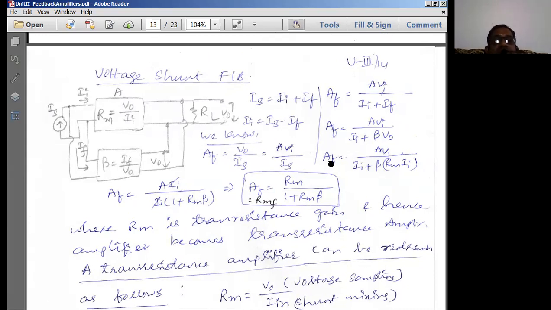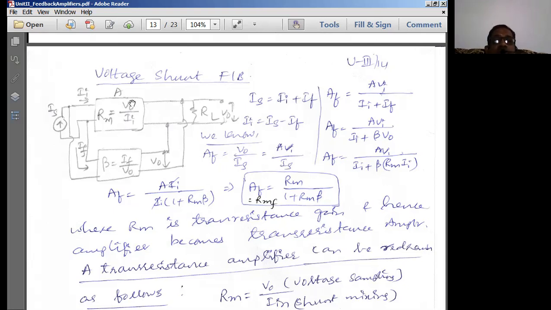Next, what about the gain of the amplifier with feedback? With feedback means the overall gain. Now what is the overall output? It is the terminal output voltage V naught. What is the overall input? It is IS. So V naught by IS. What is voltage by current? It is resistance. So therefore I can write this as resistance.